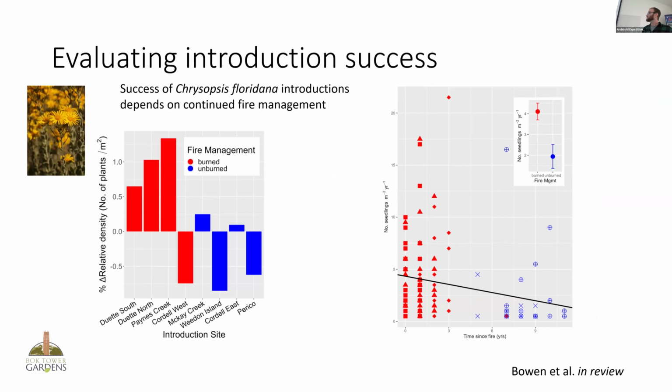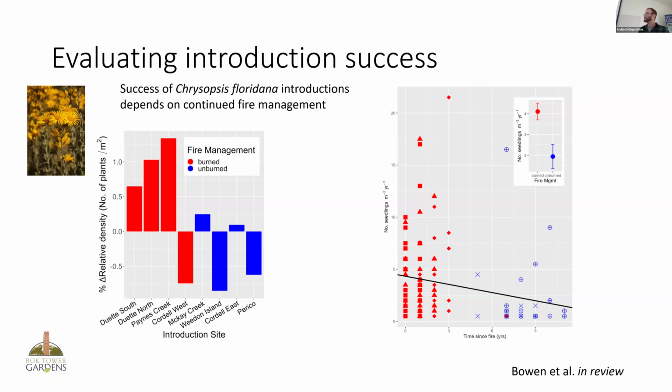One more example of this. This one is led by Hannah, who we're going to hear from later in this talk. So this looks at the success of Chrysopsis floridana introductions. Chrysopsis floridana is a federally endangered species that Bok Tower Gardens has been working on for a number of years. They conducted introductions in Southwest Florida, where it's found, from 2008 to 2013. In 2017, we started getting involved with this project and looking at how they've been doing.